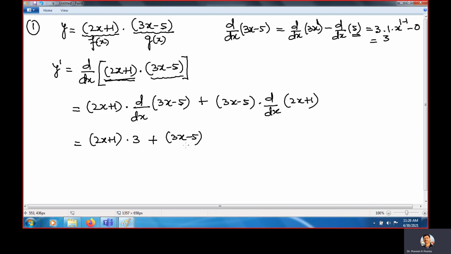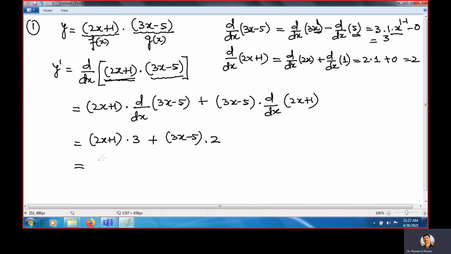3x minus 5. Find the answer of d by dx of 2x plus 1. It is d by dx twice of x plus d by dx 1. And for 2x, the differential of x is 1, and the differential of 1 is 0. So the answer is 2.